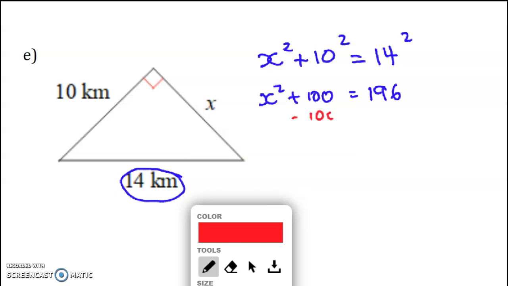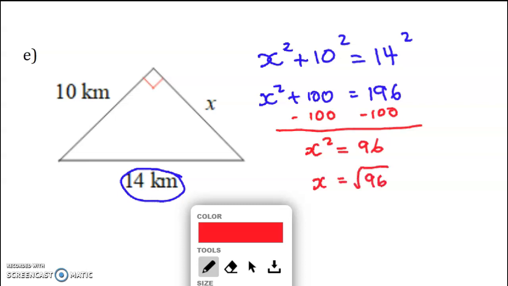So we're going to subtract 100 from both sides, which leaves me with x squared is equal to 96. Taking the square root of both sides, x is the square root of 96, but we do not leave it as the square root of 96. We need to be looking for simplifying radicals whenever we can. Looking at 96, I know it is at the very least divisible by 4, so that means this is going to be the square root of 4 times the square root of 24.